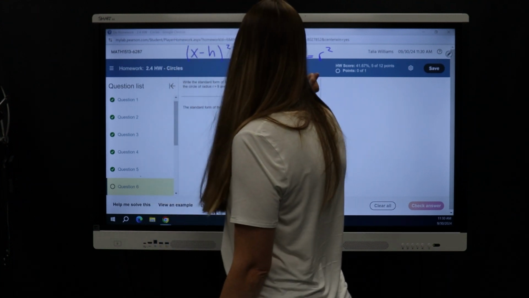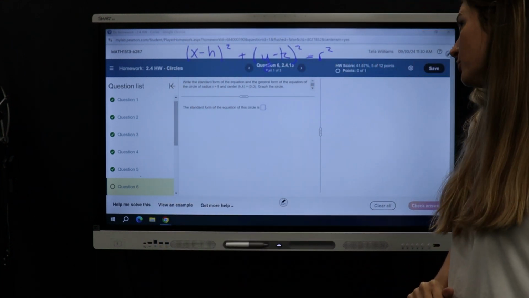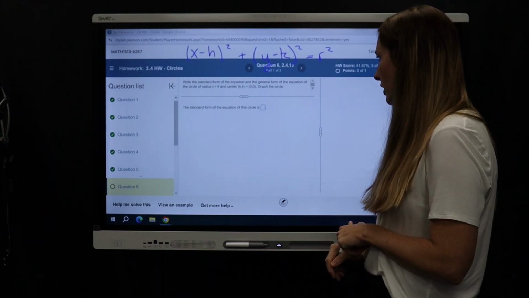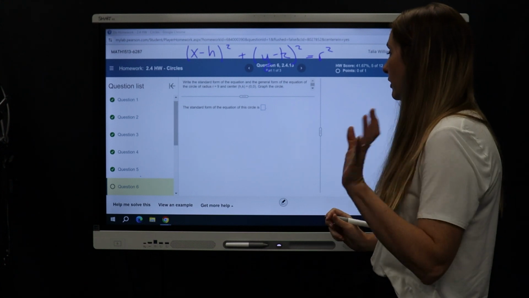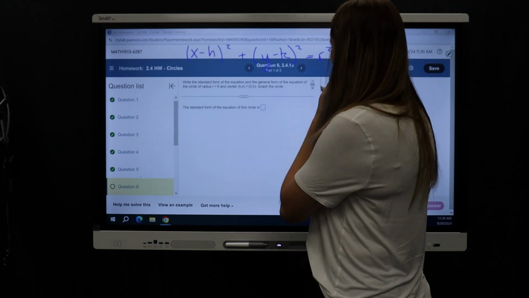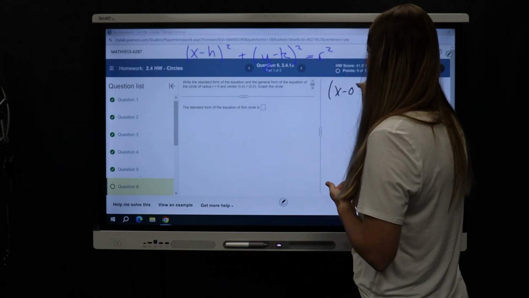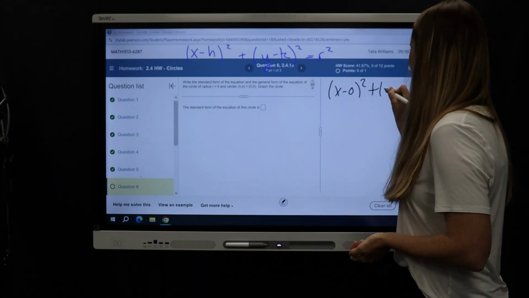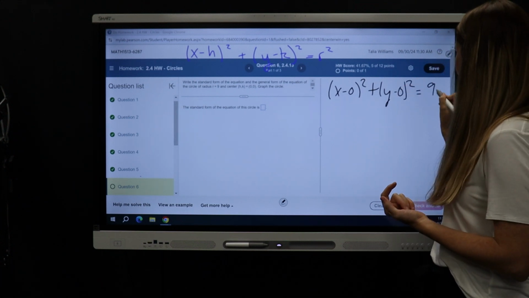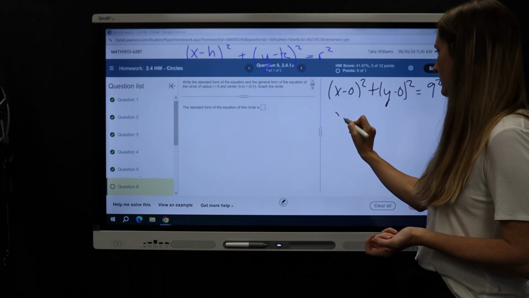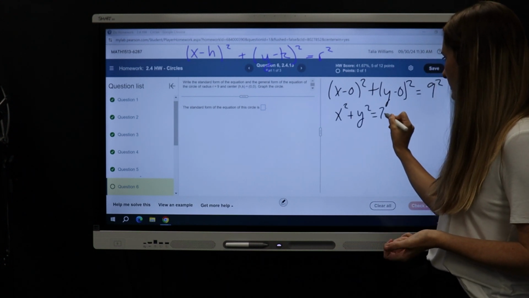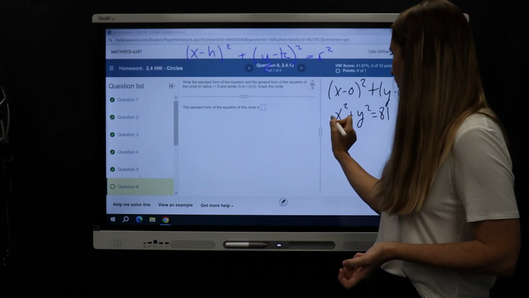Write the standard form of the equation and the general form of the equation of the circle of radius r, center 0, 0. Okay, this one's super easy because since h and k are 0, that would be x minus 0 squared plus y minus 0 squared equals 9 squared. So it's just x squared plus y squared equals 9 squared, which is 81. This is our standard form.